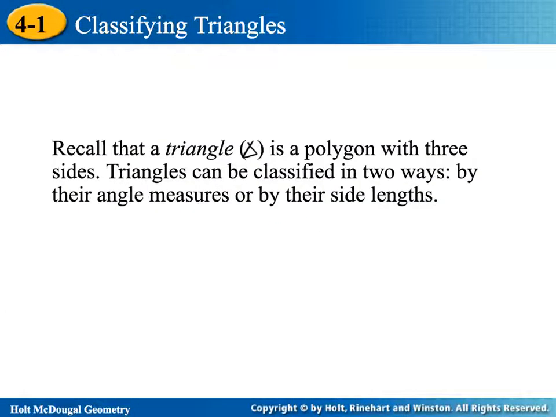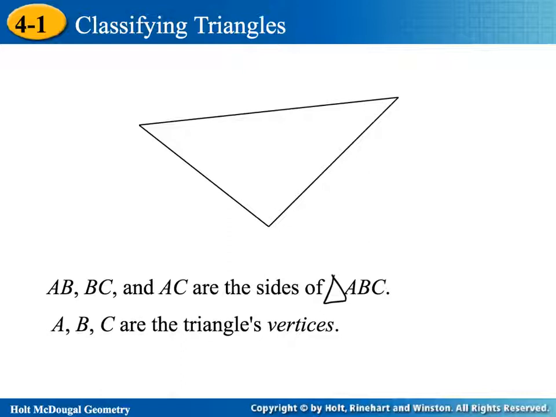Here's your vocab. Recall that a triangle, that's the symbol for a triangle, is a polygon with 3 sides. Triangles can be classified in 2 ways, by their angle measures or their side lengths. So this is a triangle. Let's call this A, B, C. AB, BC, and AC are the sides. A, B, and C are the vertices. The vertices are where the angles are going to be formed. So we can call this angle C, or we can call it ACB or BCA. So there are 3 different things to call this angle.